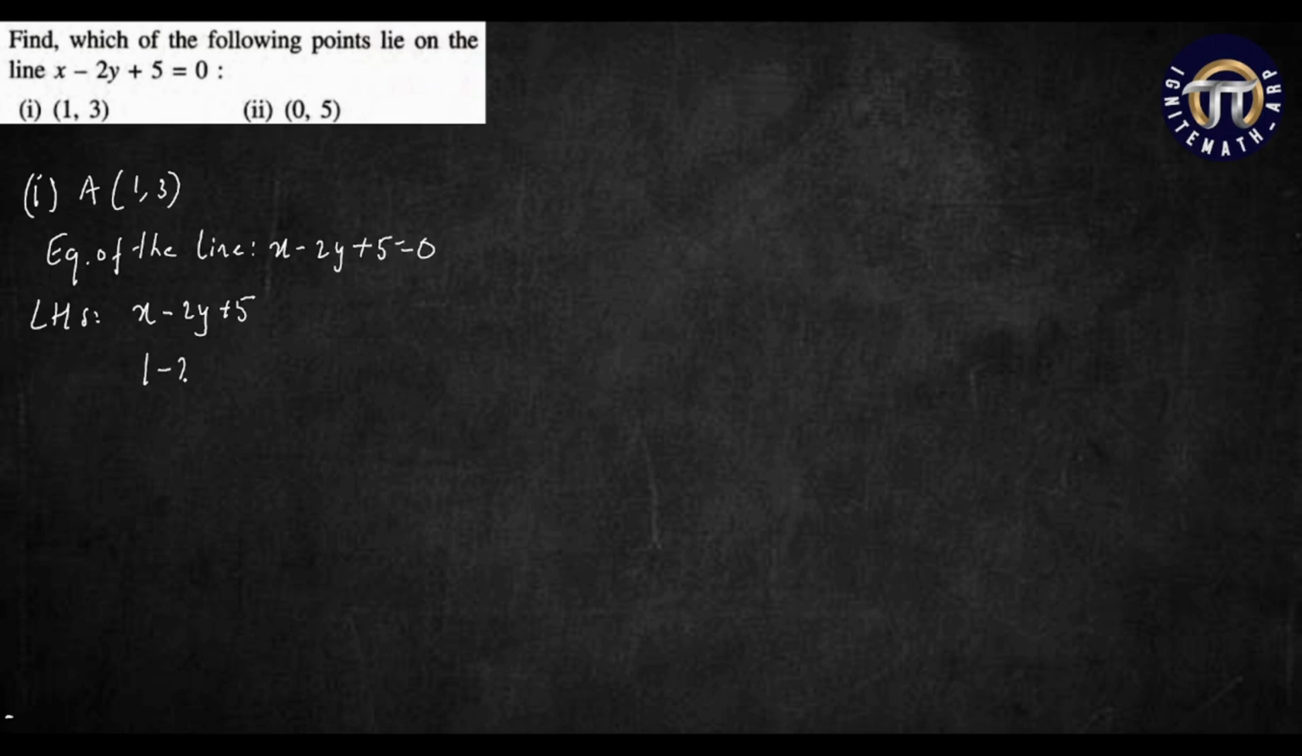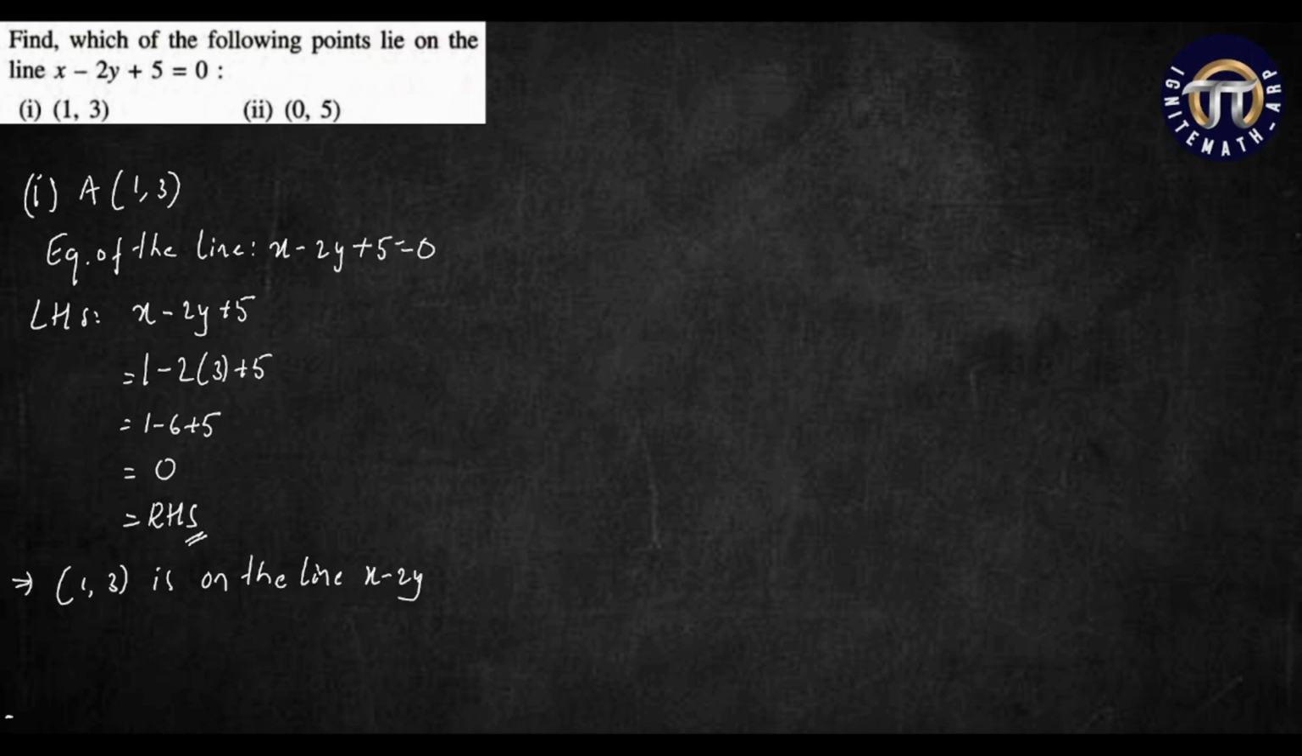So 1 minus 2 into 3 plus 5. That is equal to 1 minus 6 plus 5, that is equal to, what I get is 0, that is equal to RHS. So what is my conclusion over here? Which of the points lie on the line? I can say that 1 comma 3 is on the line, it lies on the line x minus 2y plus 5 equal to 0.